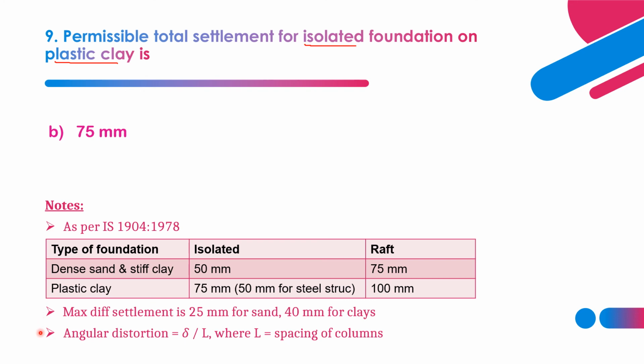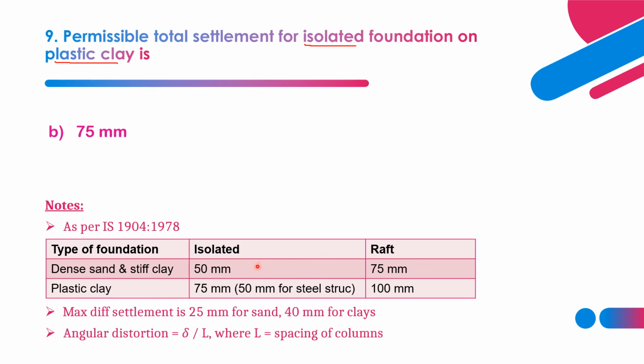Another term, angular distortion, is given by del by L. What is del? Del is the differential settlement between two columns, divided by L. L is the spacing of columns. So angular distortion is given by del by L. L is the spacing of columns, not the length of pile or something like that. So these are as per IS 1904.